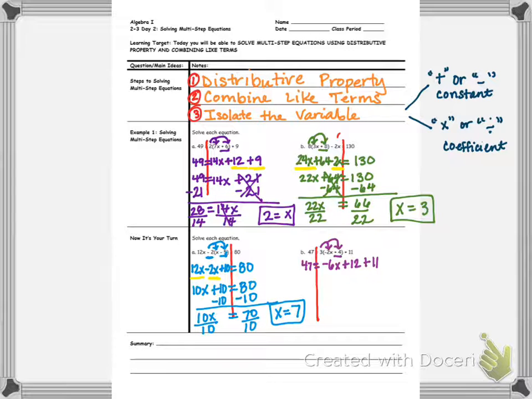Then you ask yourself the question: I've distributed everything, now which terms are alike? In this case, it is the 12 and the 11, as they are both constants, and we're going to combine them. So we have 47 equals, bring down that negative 6x, so we didn't do anything with it, and then 12 plus 11 is a positive 23. Now we look at that: a two-step equation, and we're going to solve.